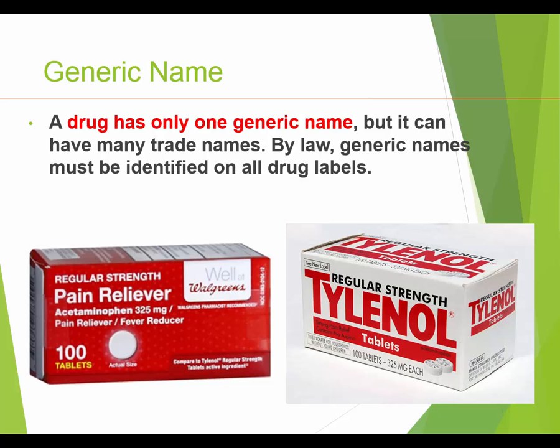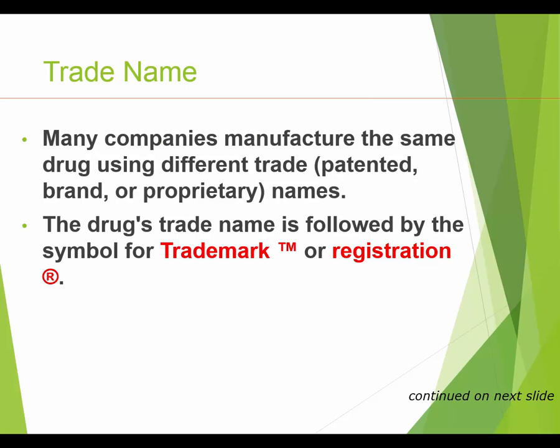But every acetaminophen will always be acetaminophen from box to box to box. It may have different names on it. Ibuprofen will always be ibuprofen from box to box to box, even though it has different trade names on it. So that's why we use generic names. Many companies manufacture the same drug using different names. So that's why you need to know the generic name.